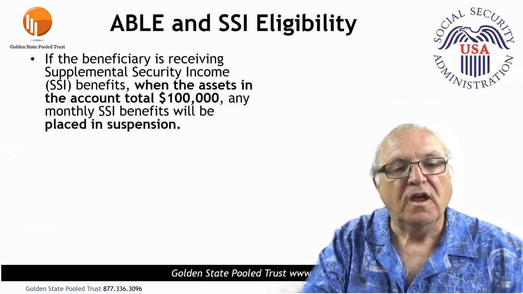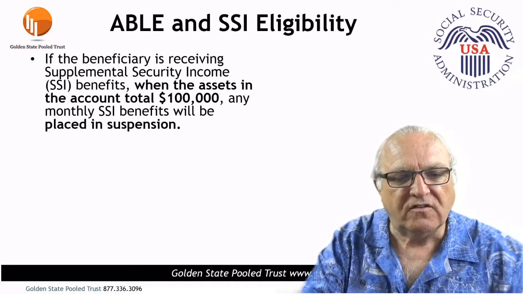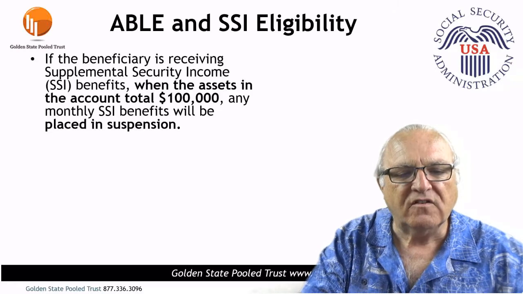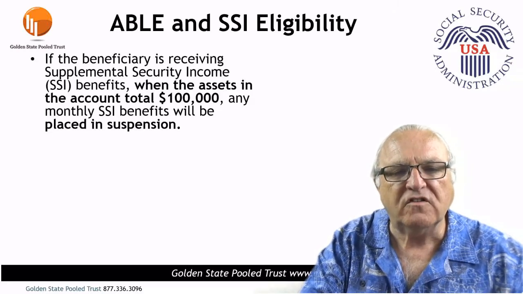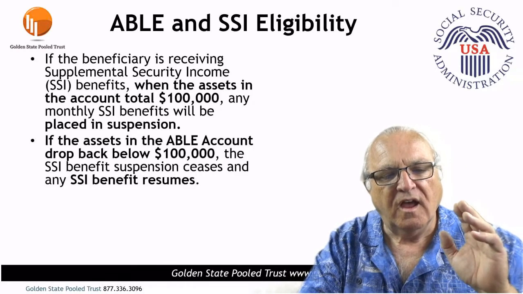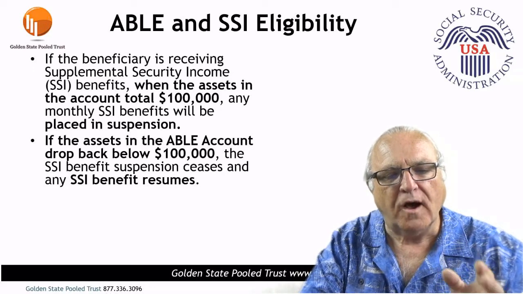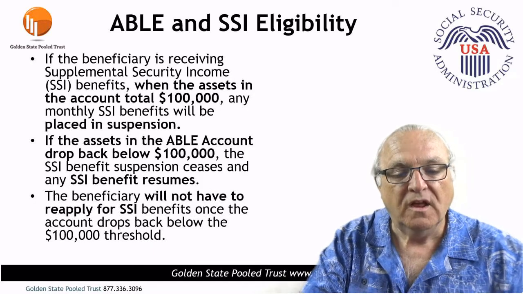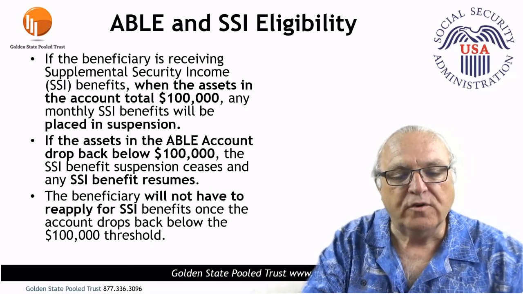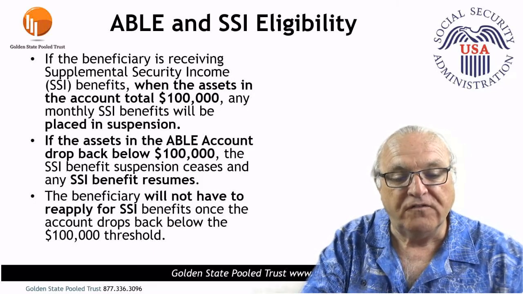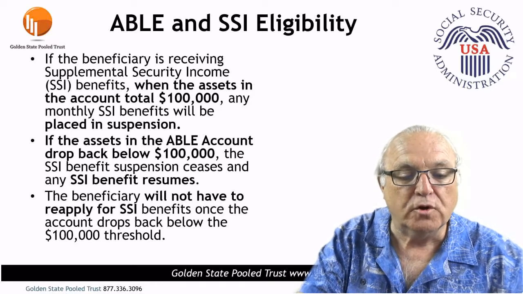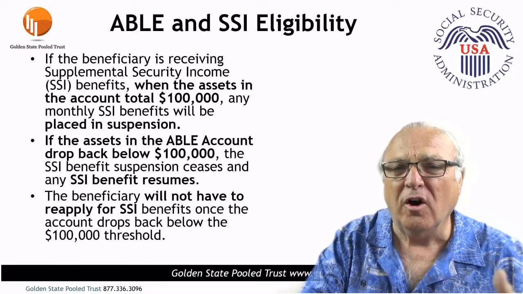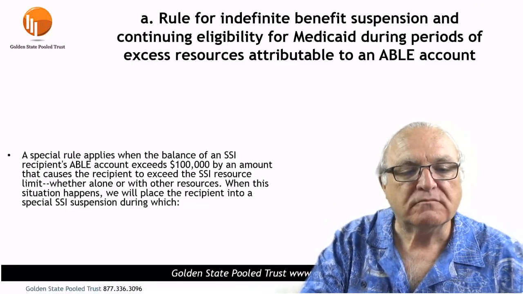So, if the ABLE beneficiary is receiving SSI, when the assets in the ABLE account total $100,000, the SSI benefits will be placed in suspension, okay? And if the assets in the ABLE account drop below $100,000, then the SSI benefits resume. The beneficiary will not have to reapply for SSI benefits once the account drops below the $100,000, as we're going to see, as long as you follow all the other rules.